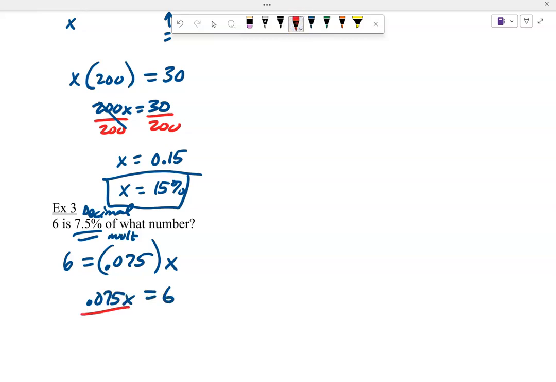Let's solve for x. Divide both sides by 0.075. 6 divided by 0.075 will spit out 80. So this is saying 6 is 7.5% of 80, right? 7.5% of 80 is 6.